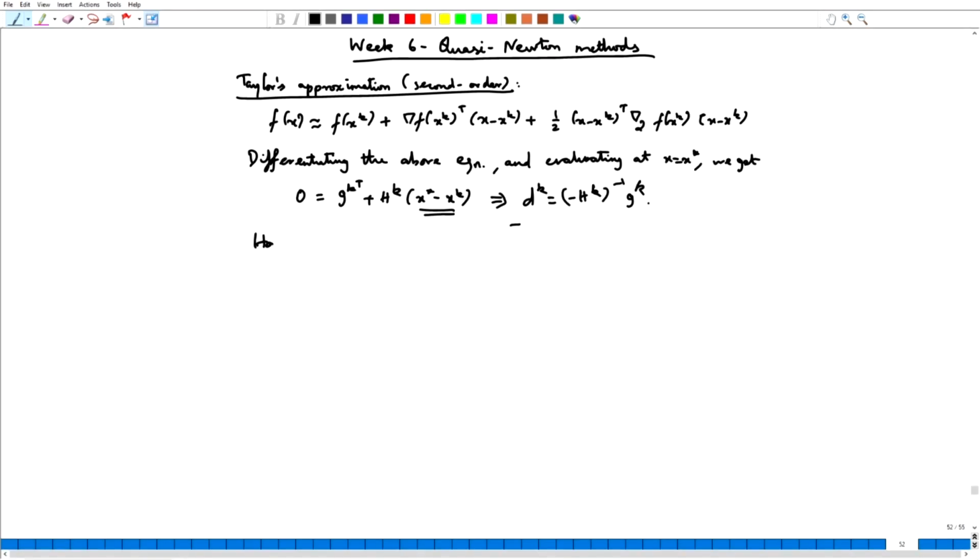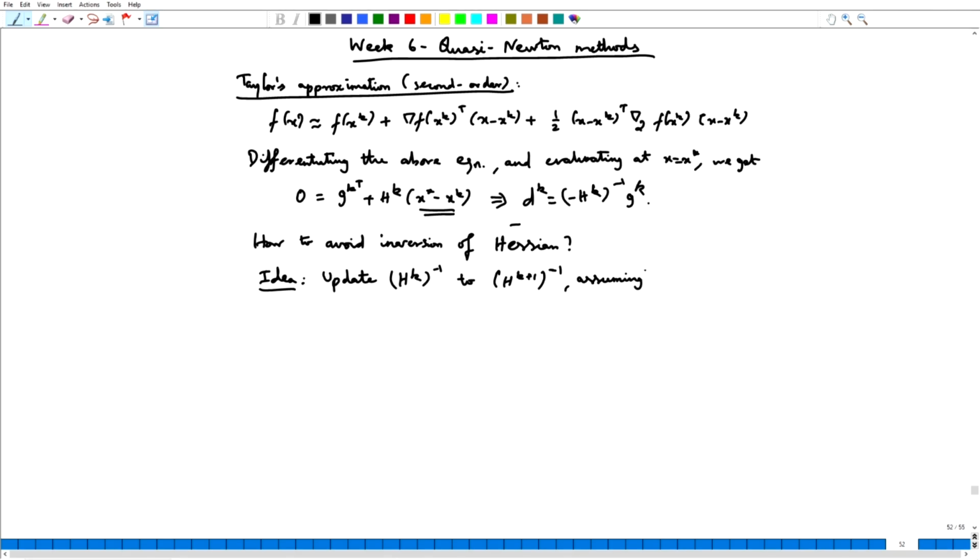So, how to avoid inversion of Hessian? So, the idea is to update h k inverse to h k plus 1 inverse, assuming that they are not very different.